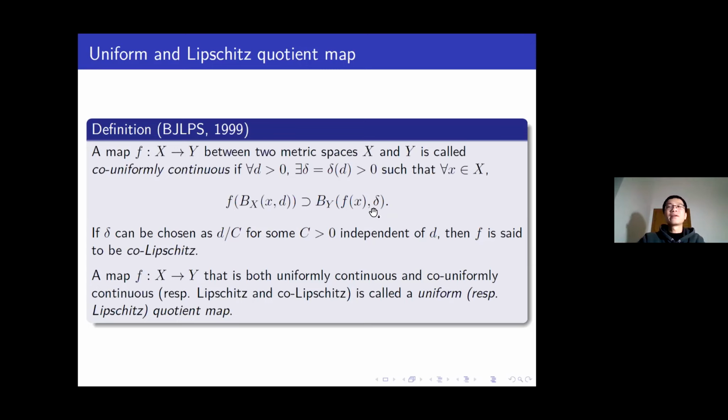So this is actually the generalization of open mapping, a linear open mapping in Banach spaces. If the delta can be chosen as a multiple of d, then we say such a map f to be co-Lipschitz. And now a Lipschitz quotient map is just a Lipschitz map which is also co-Lipschitz. And a uniform quotient map is just co-uniformly continuous plus uniformly continuous. This definition dates back to 1999 by Bates, Johnson, Lindenstrauss, Preiss, and Schechtman.